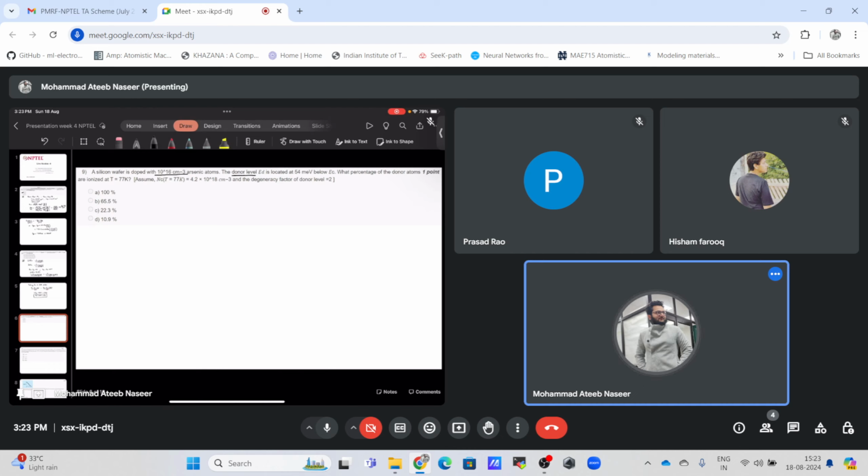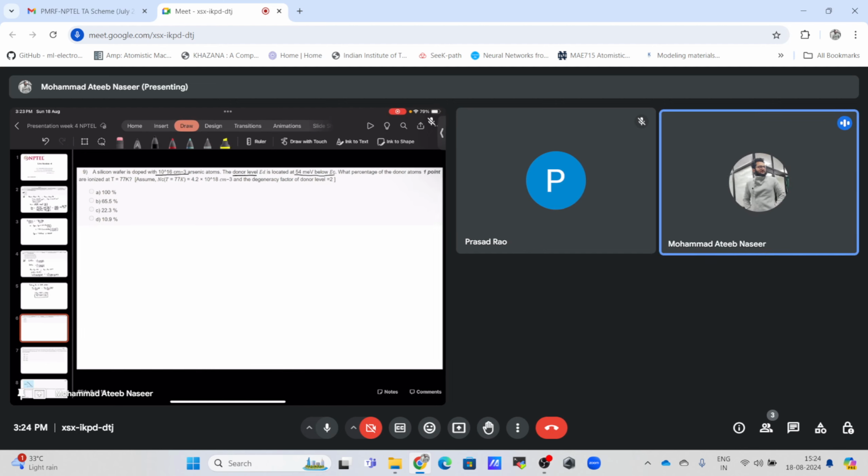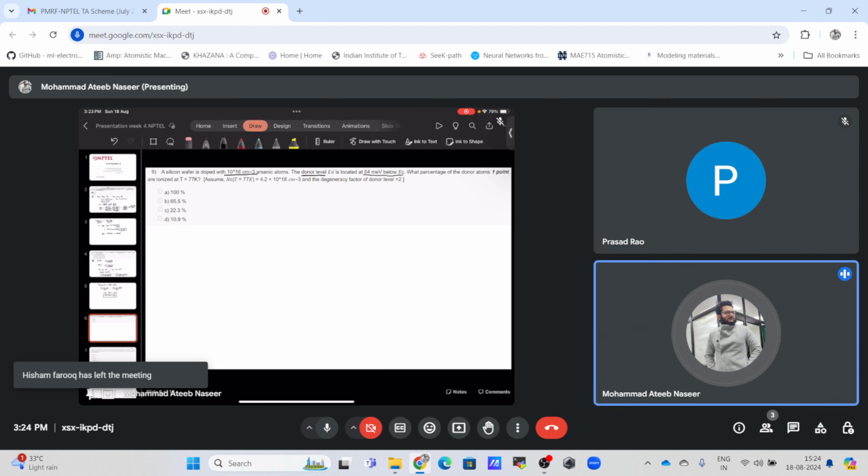So basically what we were saying in this problem is that we have these donor impurities. These donor impurities are located some 54 milli electron volts below EC. This is another important point, that this is very close to the conduction band edge. There are two types of donors or impurities: one is the shallow dopant and another is the deep dopant.